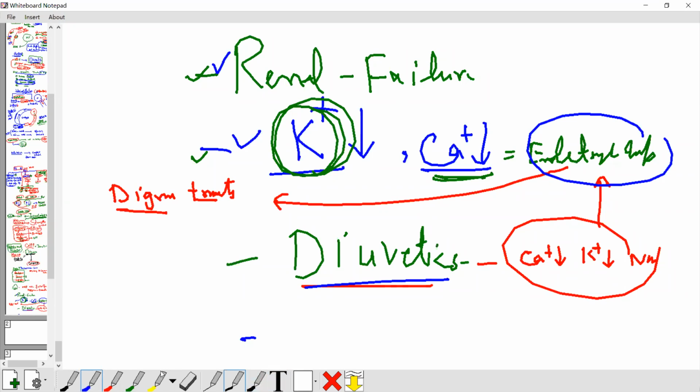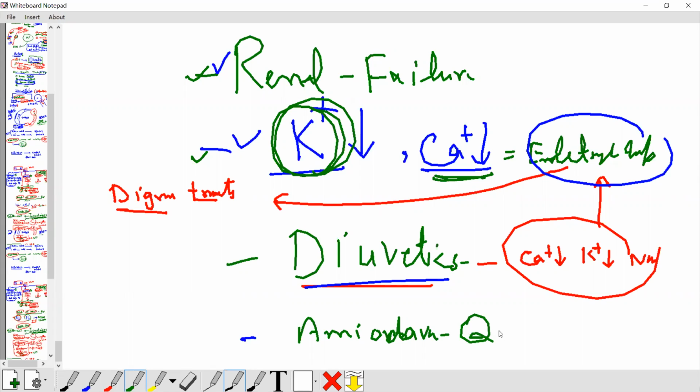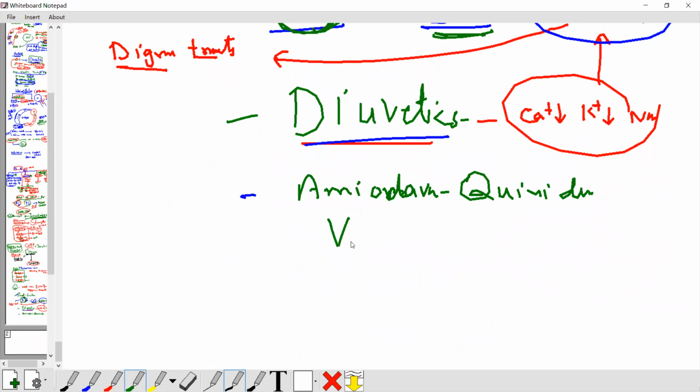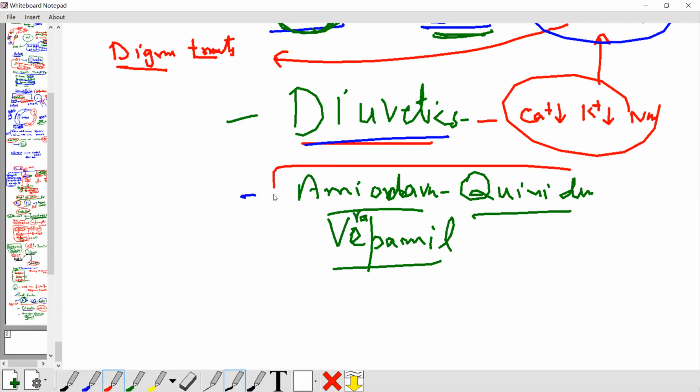Okay, another drug, antiarrhythmic drugs: amiodarone. Later we will learn about amiodarone in the arrhythmia lecture. Amiodarone, quinidine, and one calcium blocker, verapamil. Verapamil, amiodarone, quinidine. These are antiarrhythmic drugs, and they also induce digoxin toxicity. So these are risk factors for digoxin toxicity.